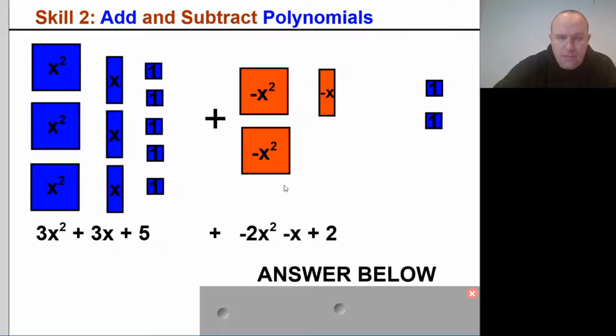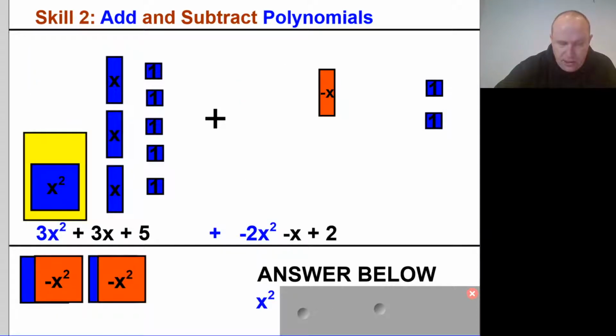Let's look at one that's a little more complicated. Let's throw in some negative terms this time as well. Some positives over here as well. Still adding at this point. So this picture represents 3x squared plus 3x plus 5. And you could do a similar thing with these terms here if you want to just check that that's correct.